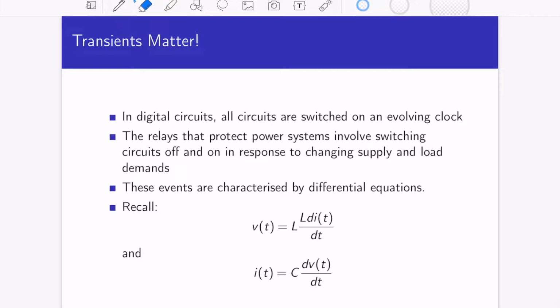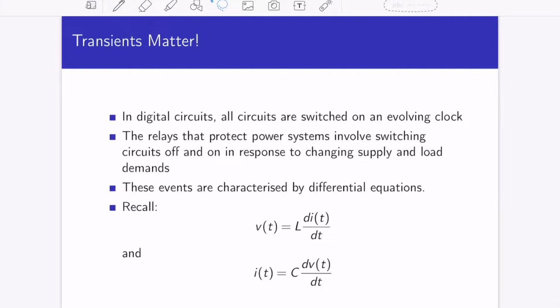In almost all digital circuits, certainly the interesting ones, the circuits are going to be switched on a clock that goes up and down and up and down in terms of voltages. And so this clock is used to time the circuit. Combinational circuits don't have a clock, but those are very limited in their value and use. In power systems, we also have relays that protect the power systems, and that involves the switching of the circuits on and off in response to changing supply and load demands. So transients matter both in the digital world and in power systems.